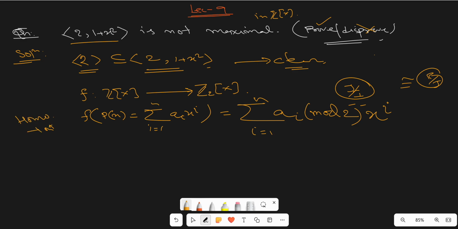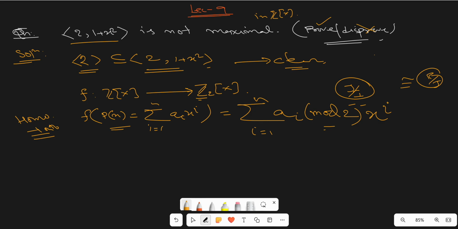plus onto? See here, the map I have defined, p(x) is a polynomial, so a_i x^i. I am just applying the mod 2, because I am in Z_2. I have only two choices for the coefficient, right? Either 0 or 1. So I have defined this map.